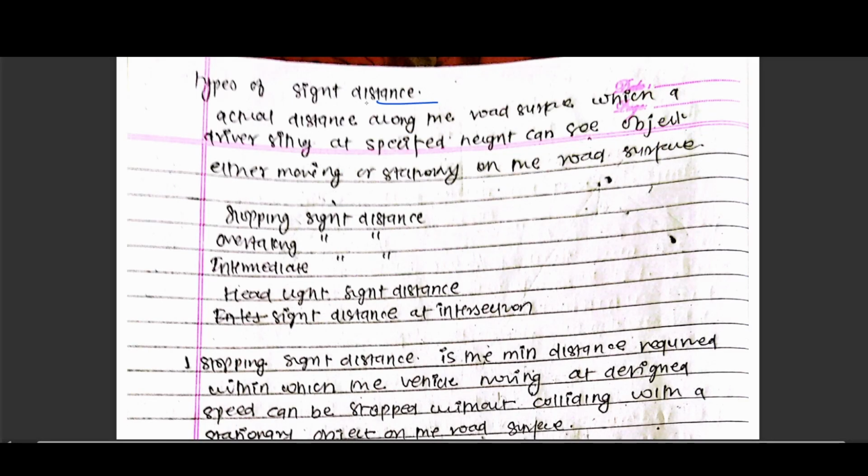We are going to be learning what is meant by the sight distance in this video. So what is the sight distance? Sight distance is the actual distance along the road surface within which a driver sitting at a specified height can see the object, either moving or stationary, on the road surface.